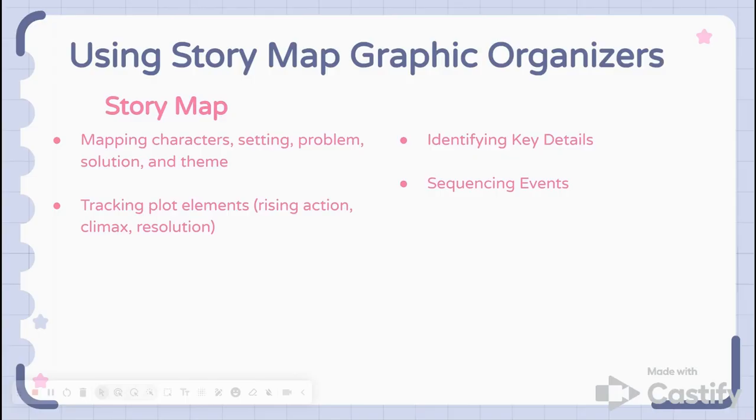Some ways of using the Story Map Graphic Organizer are: maybe in a fairy tale, you can map out characters, setting, problem, solution, and theme. Or in novels, you can track plot elements like rising action, climax, resolution. Or identifying key details, maybe focusing on who, what, when, where, why, how, for any text to ensure understanding. And finally, sequencing events, using boxes and arrows to show the order of events from beginning to end.